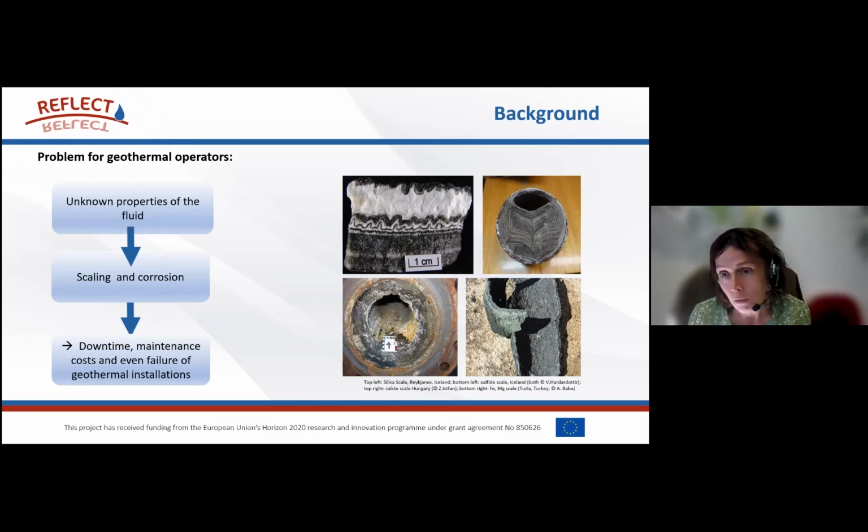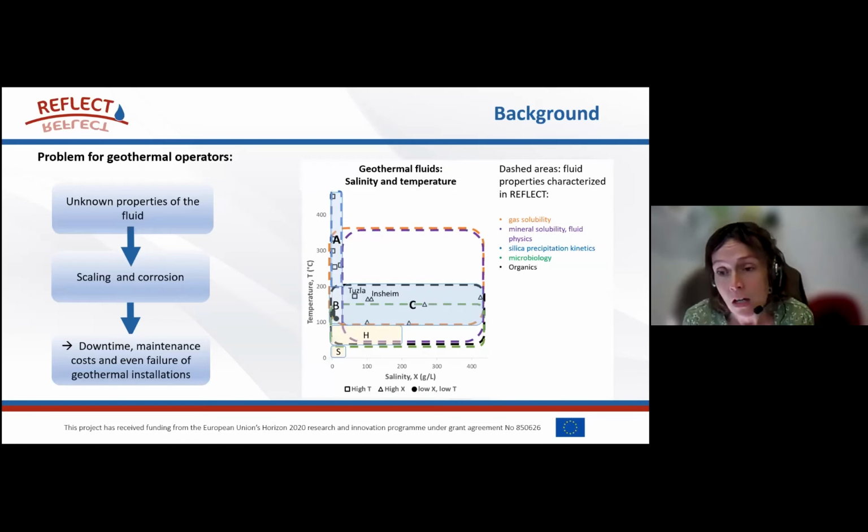And these unknown properties I'm talking about are shown here in this diagram. So most geothermal fluids can be classified according to temperature and salinity. You see in the diagram that the fluids can have very high salinities or temperatures, up to 400 gram per liter salt content and 400 degrees C. And there are some types of fluids, we mark them either type A fluid or type C fluids, so the blue shaded areas.